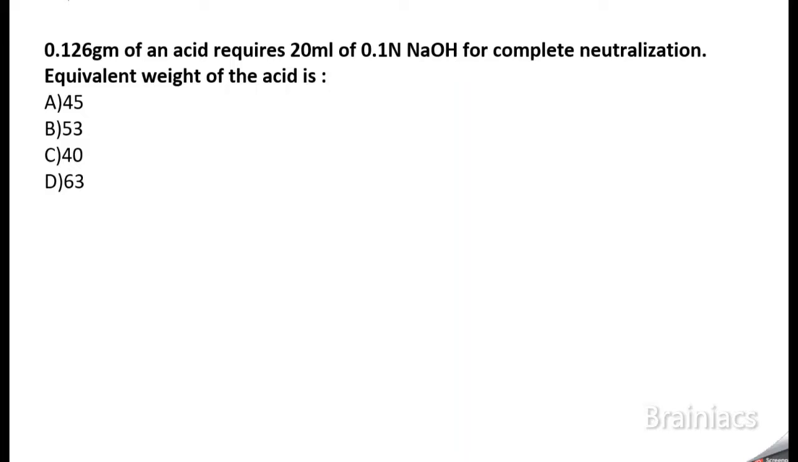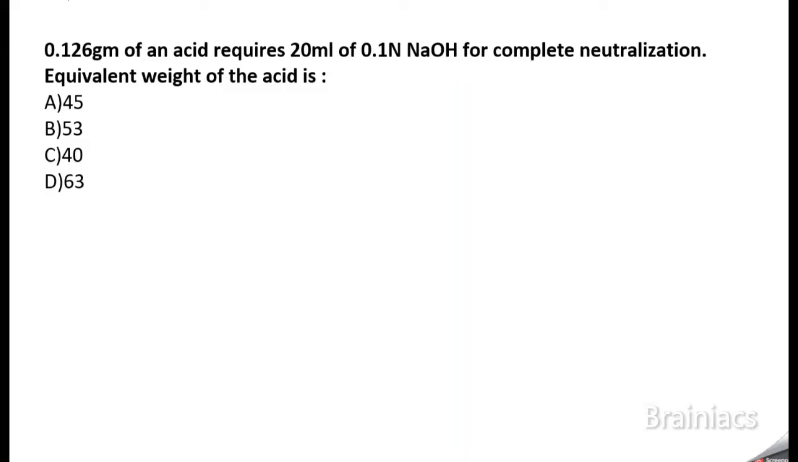So we have a new question in front of you. Just read the question. 0.126 gram of an acid requires 20 ml of 0.1 normal sodium hydroxide for complete neutralization. Equivalent weight of the acid is. So this is the question here. They are asking you to calculate the equivalent weight of the acid.